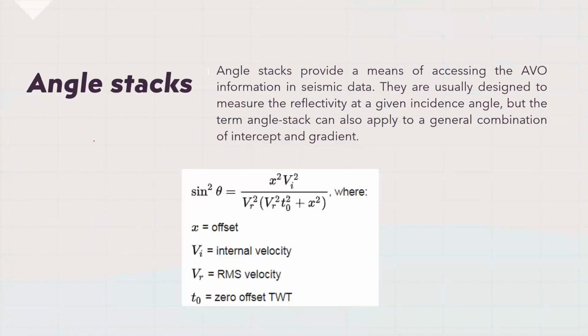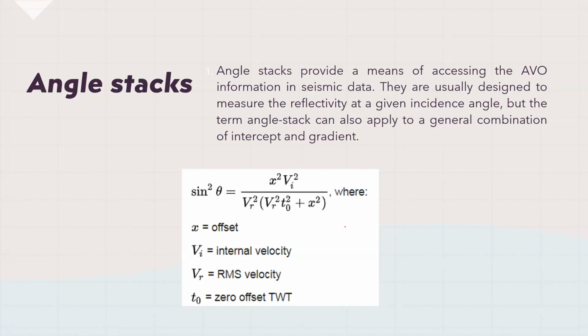Another term which we use is the angle stack. That is about the offset, which we have looked at before. Now we look at the angle stack. The angle stack is based on the AVO information of the seismic data, and it is usually designed to measure the reflectivity at a given incident angle. But the term angle stacks can also be applied to the general combination of intercept and gradient.